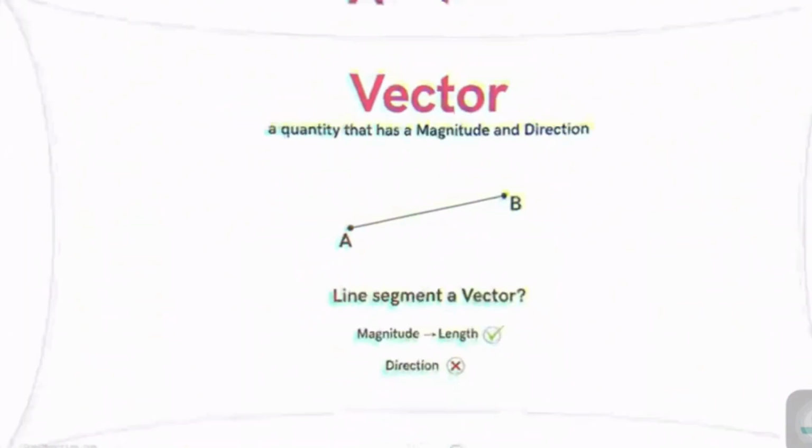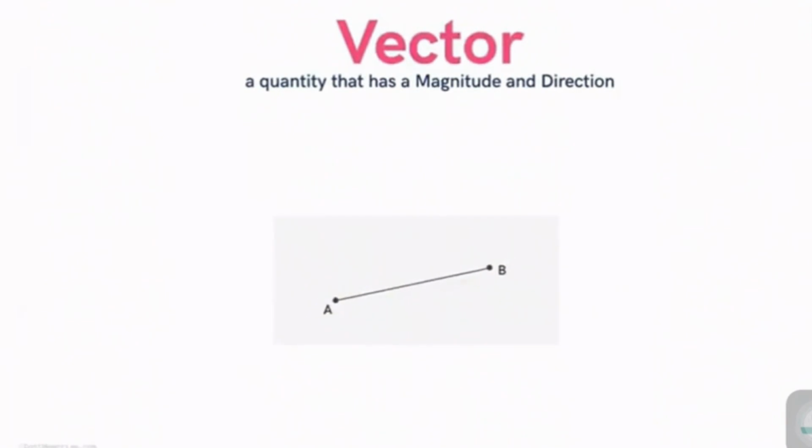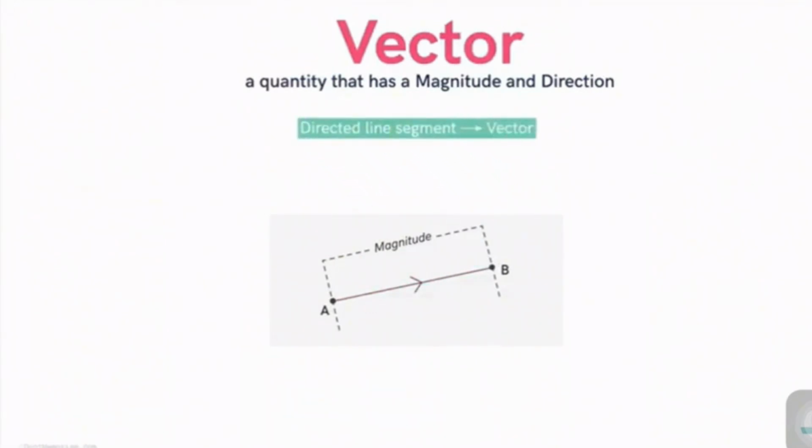Now let's say we specify a direction for this line segment by an arrowhead. This means that the line segment is now directed from A to B. So let's call it a directed line segment. So now we have a magnitude and a direction for this directed line segment. Therefore, we can say that the directed line segment is a vector.